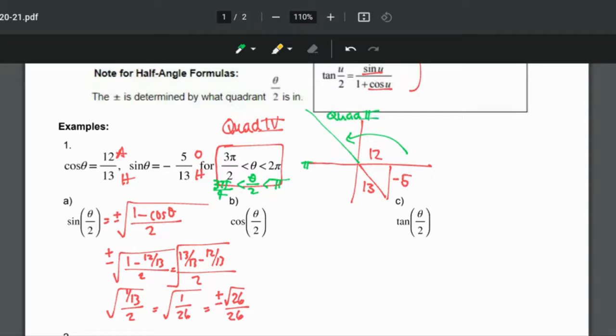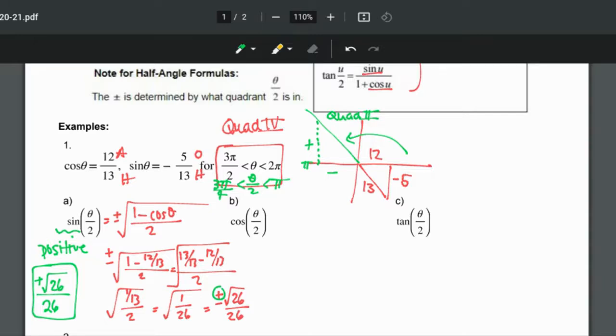So what do we know about ordered pairs in quadrant 2? We know that the x-coordinate would be negative and the y-coordinate would be positive. And so if we're looking for sine, that would correspond with the y-coordinate, which would have to be positive. So our final answer for this problem would be positive root 26 over 26. And you don't need to list the positive sign. We know that it would be positive even if we left off that plus sign.